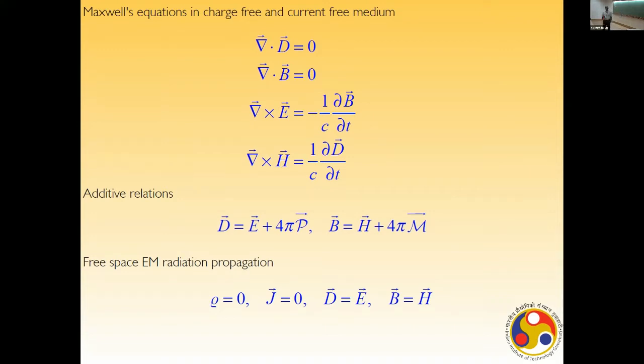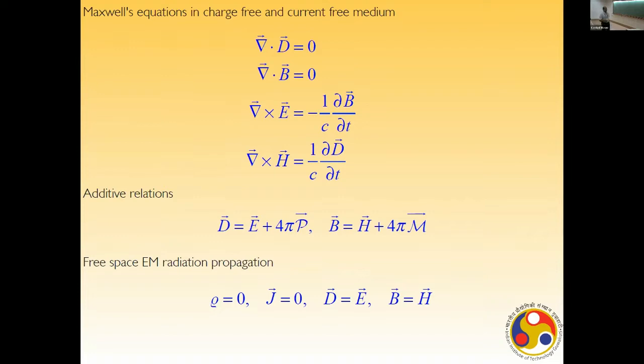Now we have to be very careful about the material equation, because we are going to use any material as an induced polarization. Therefore the electric displacement D can be written as E plus 4 pi P, and B is equal to H plus 4 pi M. And here, since we are going to work in a non-magnetic material, you can take M is equal to 0.